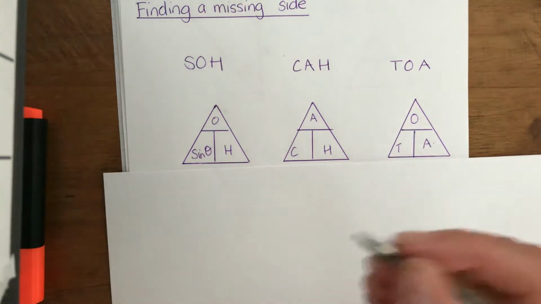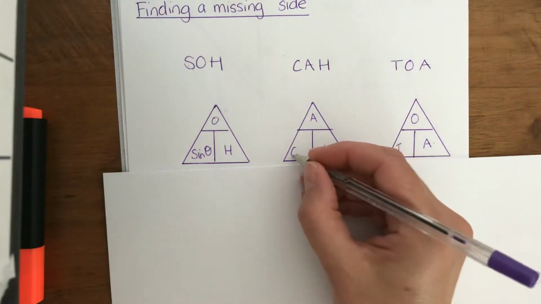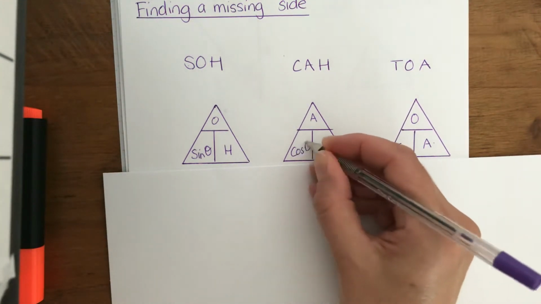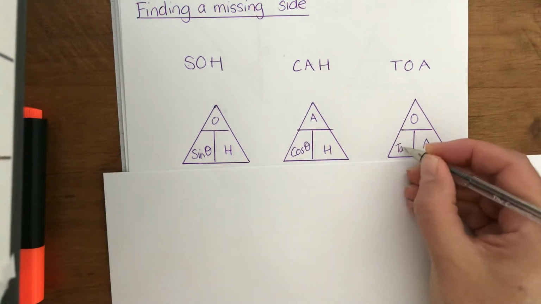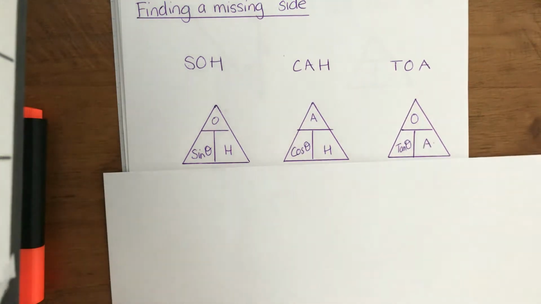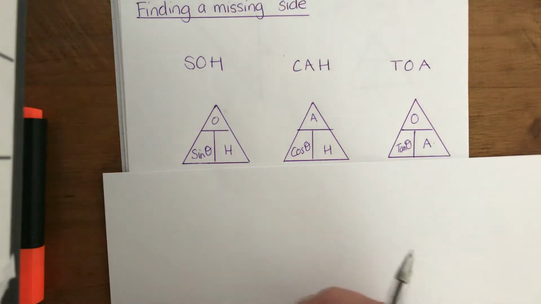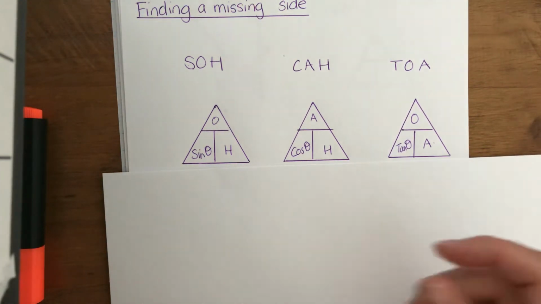We try not to use X because they might have X somewhere else. C stands for cos, cos of the angle. T stands for tan, tan of the angle. Then what you do is you cover up the one you want to find.